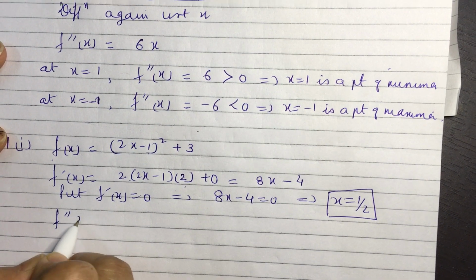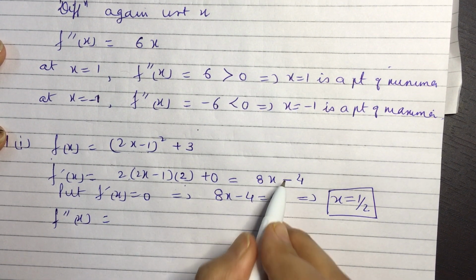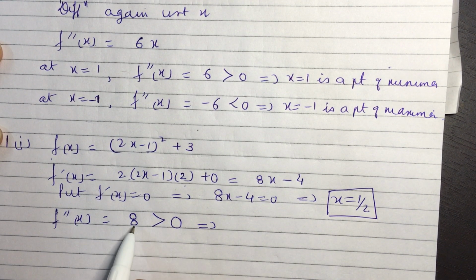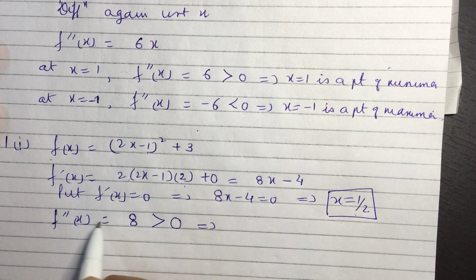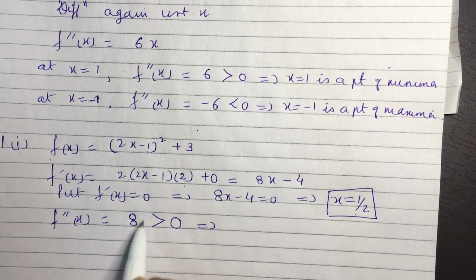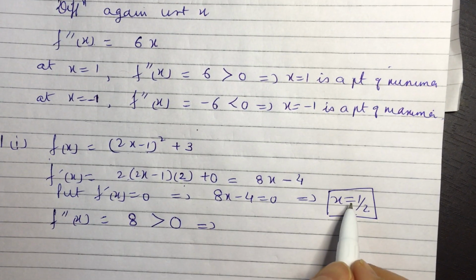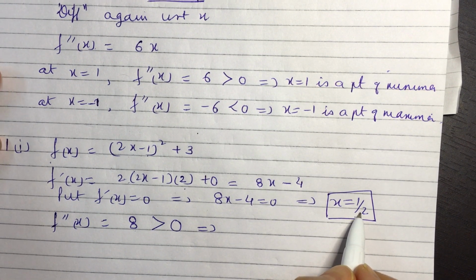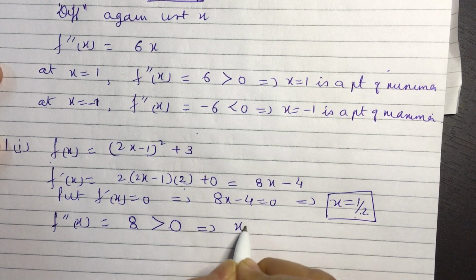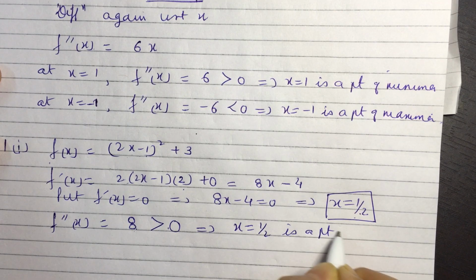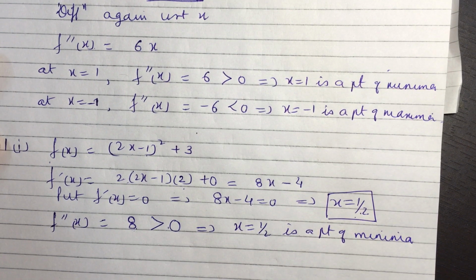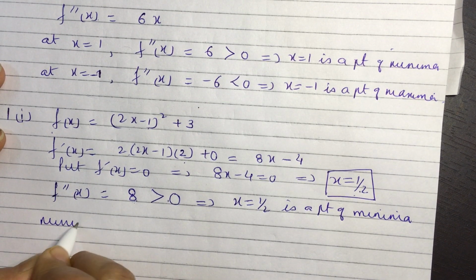Now you find the second derivative of this, it is 8, which is greater than 0. See, there is only one point which we have found out, and this second derivative is free from x. So whatever nature it is indicating, that nature would be followed at that critical point which we have found out. So f''(x) is 8, which is greater than 0. It implies that x equal to half is a point of minima.